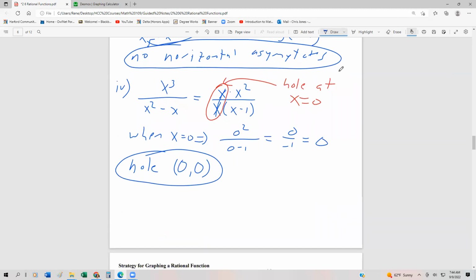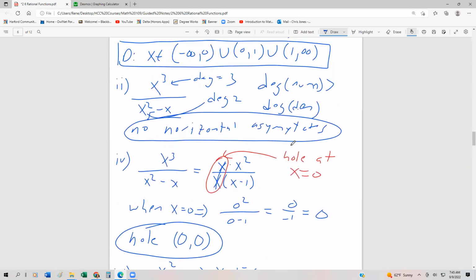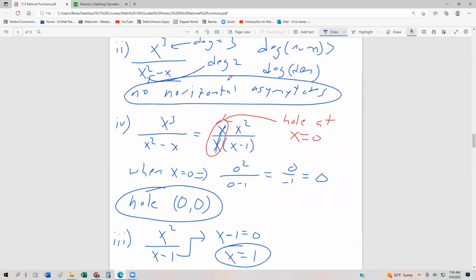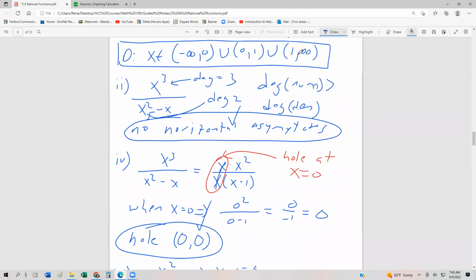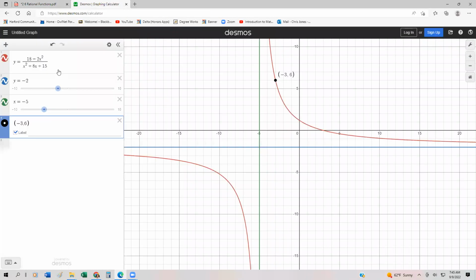And then the last thing we do is find the vertical asymptotes, and it's easy. At this point, we just take the simplified version of the function. So we just take x squared over x minus 1, and we set the denominator equal to 0. And so that means that there is a vertical asymptote at x equals 1. Finally, let's just check all this. So no horizontal asymptote, hole at 0, 0, asymptote at x equals 1. And obviously the domain will be taken care of by everything else.